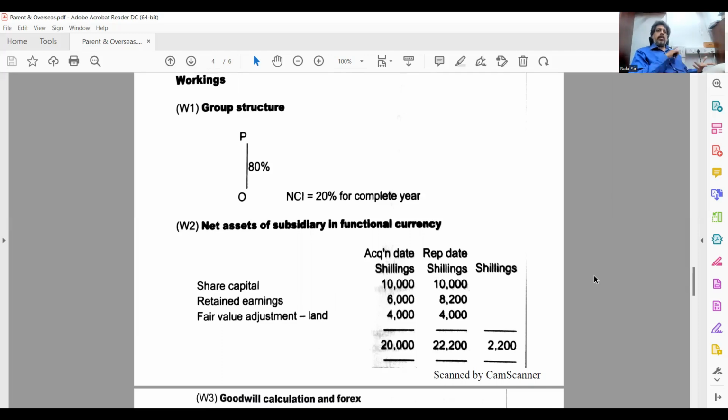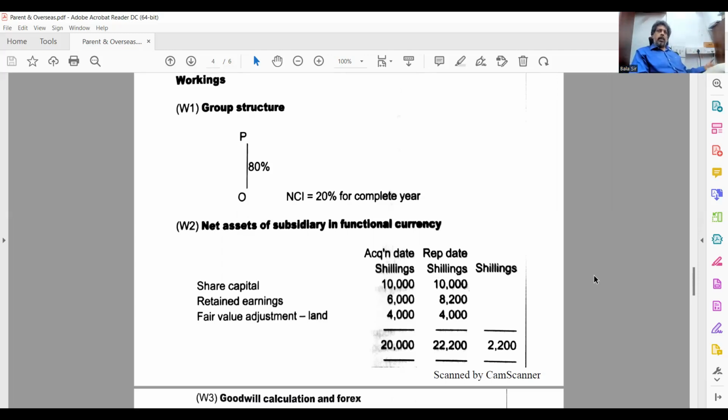So, under particulars, share capital, that is equity capital, how much? 10,000 shillings. And then retained earnings as on that date, how much? It is 6,000 shillings. That's given in the question. That is, the parent bought 80% interest in the subsidiary on 1st Jan 20x7 when the overseas subsidiary had a balance of 6,000 shillings in retained earnings. So that is your pre-acquisition retained earnings, 6,000 shillings.